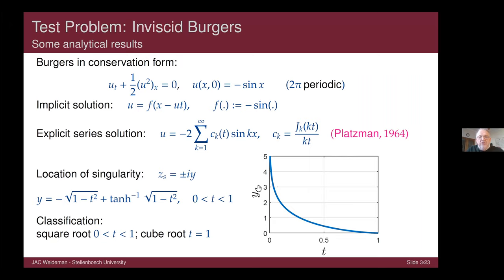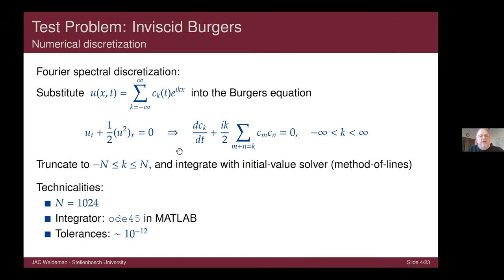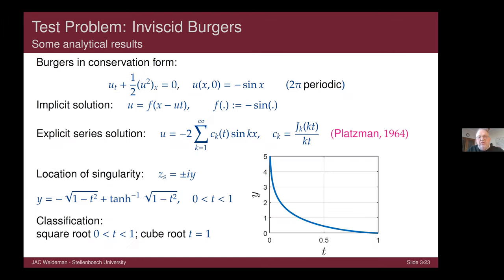So you see at time t equal to naught, the singularity in the upper half plane is at plus infinity, and then it travels along the imaginary axis and it reaches the real axis at about time t equal to one. Of course, there's a conjugate partner of this singularity in the lower half plane doing the same thing. Right, now how are we going to solve this? How are we going to compute this behavior numerically?